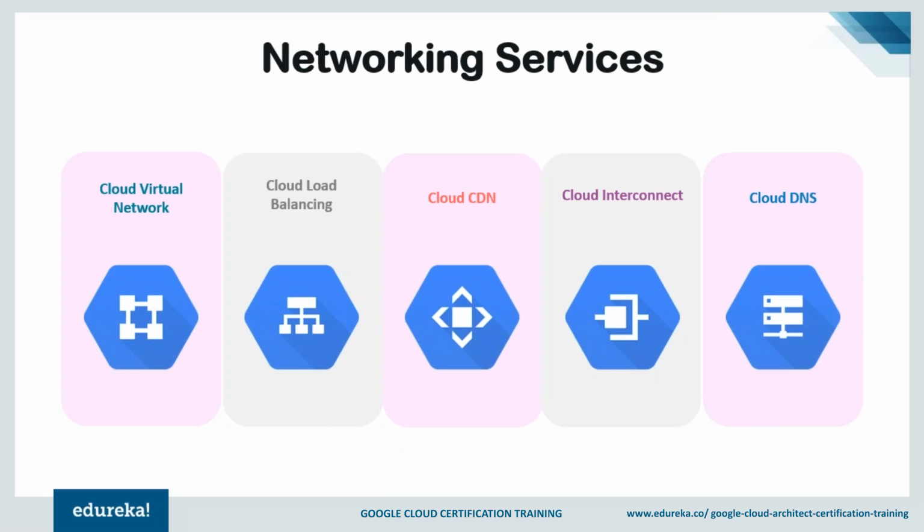Coming on to the Cloud CDN, which is the Content Delivery Network, Google Cloud CDN leverages Google's globally distributed edge caches to accelerate content delivery for websites and applications served out of Google Compute Engine. Cloud CDN lowers network latencies, offloads origins, and reduces serving costs.